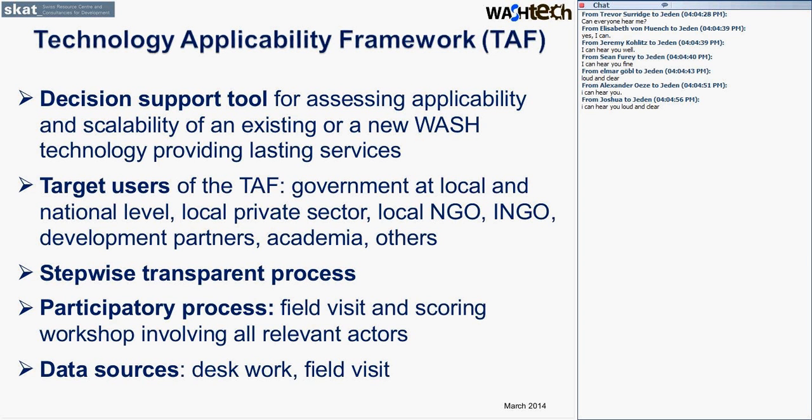To foster innovation in the sector and to increase accountability, all sector actors are involved in the process. So we deliberately designed the TAF in a stepwise, transparent process using a participatory approach. So all actors are involved in the field visit and in the key steps of decision taking. The data we use come from desk work and field work. Next slide.